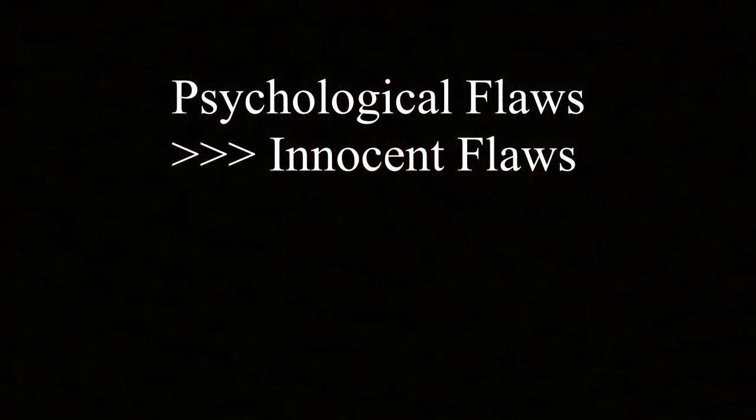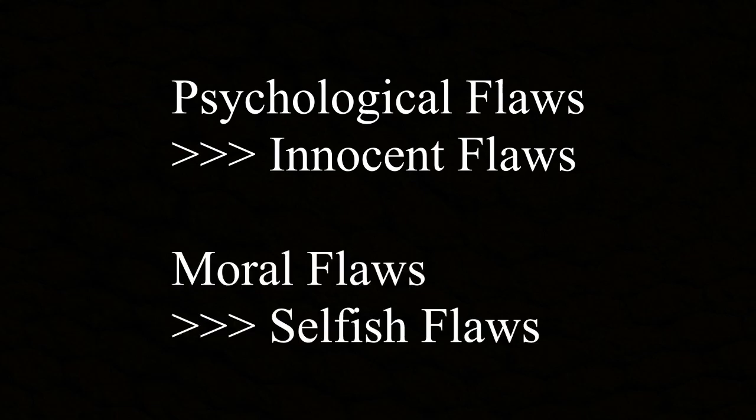And these come from John Truby's book, The Anatomy of Story. I've talked about this on the program a few times before, but in this book, John Truby describes the two types of character flaws as psychological flaws and moral flaws. Now, I'm not crazy about that terminology. I think it's a little too scholarly. I want to simplify it a little bit. So instead of psychological flaws, I'm going to refer to them as innocent flaws. And instead of moral flaws, I'm going to refer to them as selfish flaws. So we have innocent and selfish flaws.